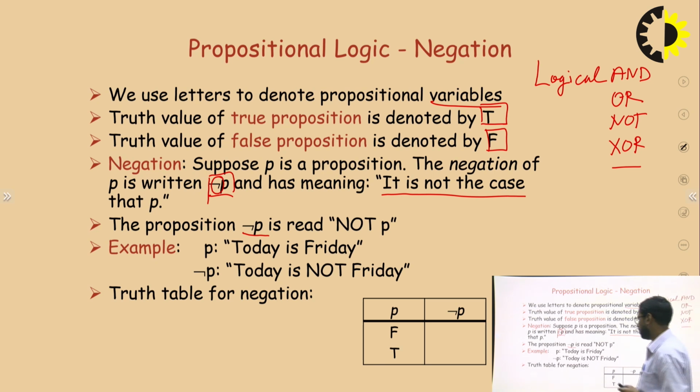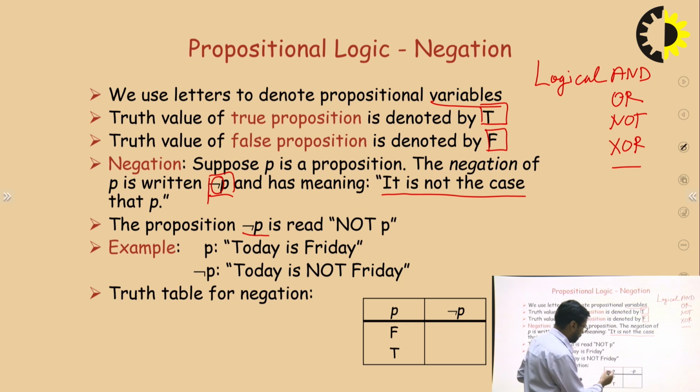So this is the truth table. It has the proposition P and the negation of P. It contains two values, false and true. If P indicates a false value, then negation of P will be true, and if P is true, then negation of P represents false.